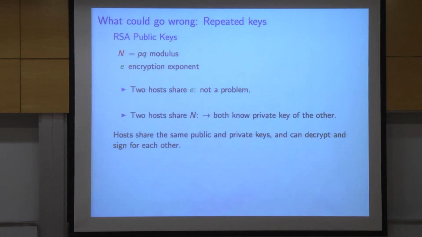Sharing e is not a problem, but of course sharing n is a problem because if two parties share the same n, n has unique factorization. They both have the same private key, and this means that they can decrypt and sign for each other, which is not what you want out of your public key cryptosystem.